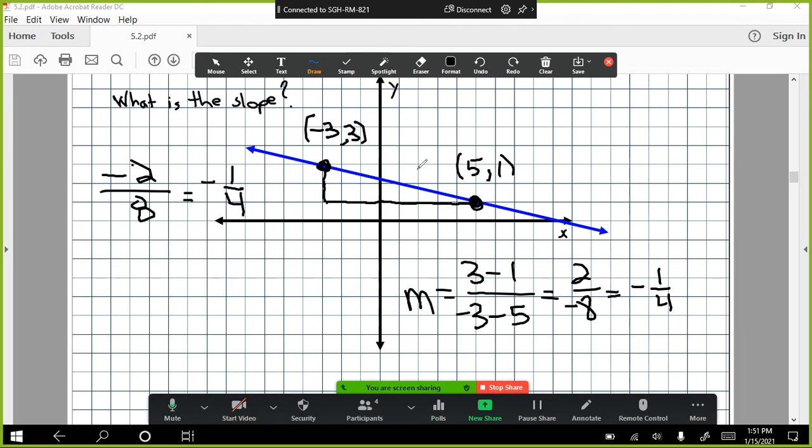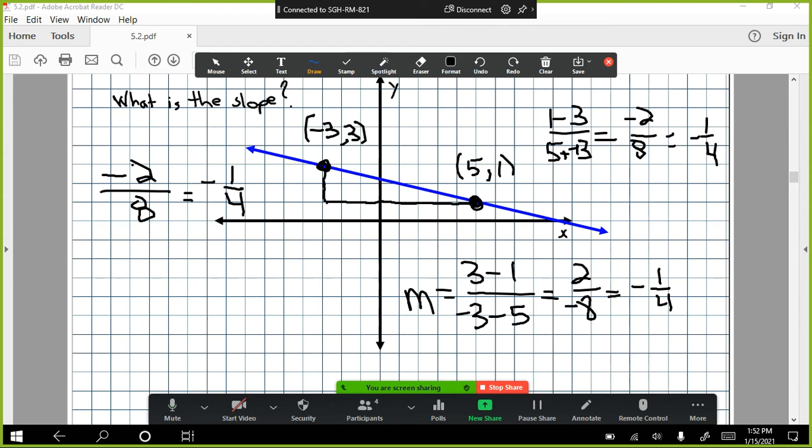If I had started down here and subtracted the other direction, notice I would have gotten 1 minus 3 and 5 minus -3. Well, 1 minus 3 is -2, and 5 minus -3 is plus a positive 3, that's 8. It's still -2 over 8, which is -1/4.